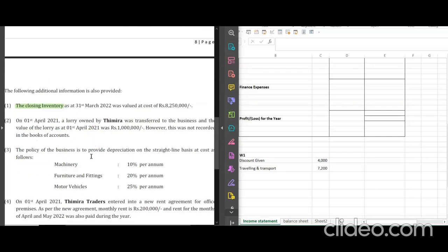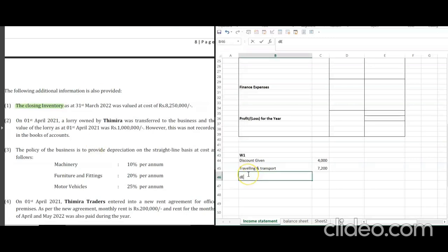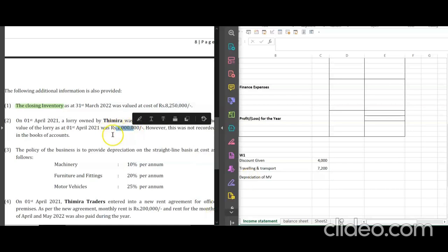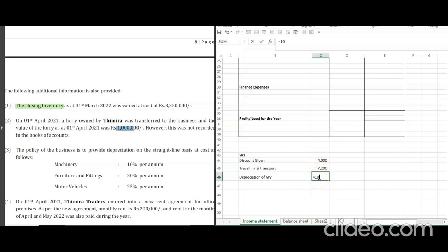They are saying that depreciation of motor vehicle. The depreciation of motor vehicle, how much is that? That is 1 million for 1 year, because they are telling it's for 1 year. So 1 million, that means 1,000 into 25%, that is 250. So 250 is also a depreciation expense.